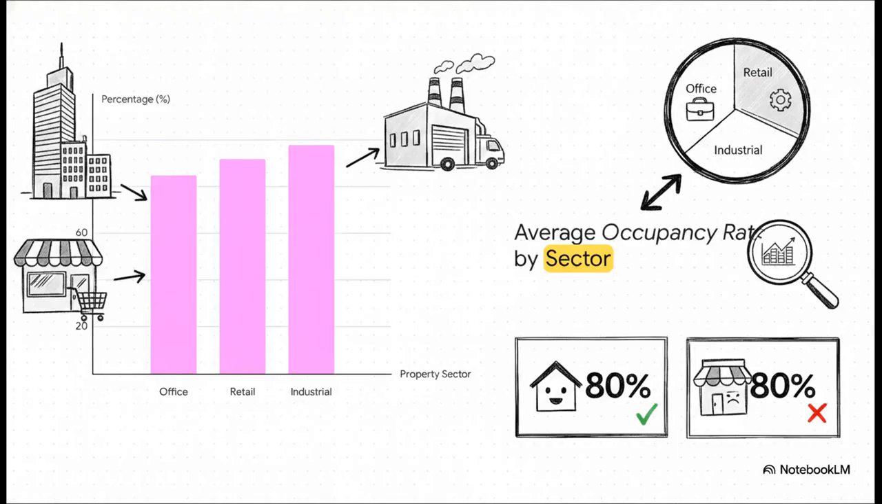And again, you've got to break this down by specific property sector. Context is everything here. An 80% occupancy rate in residential apartments might be a massive red flag concerning tenant turnover, but an 80% occupancy rate in high turnover retail might be completely standard and highly profitable. Segmenting this human presence data gives analysts the exact context they need.